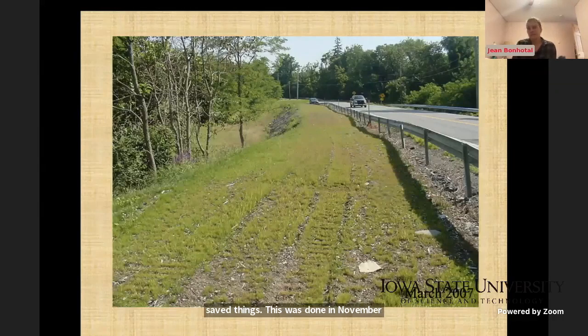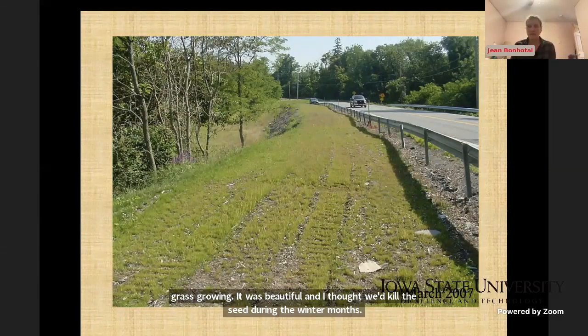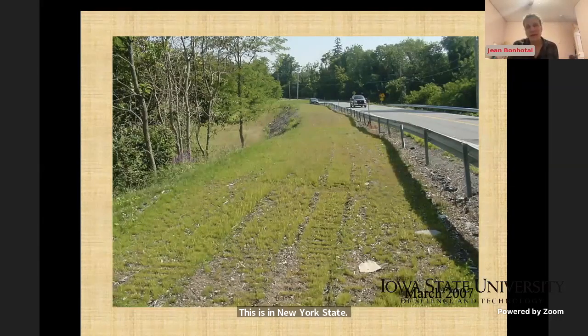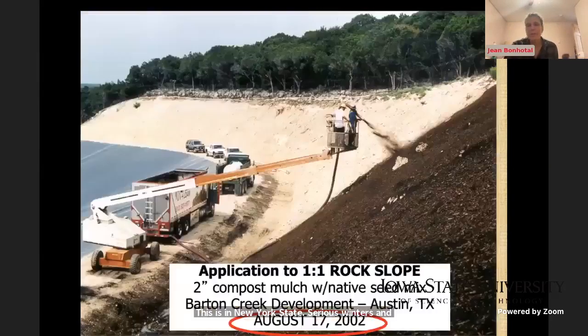and 4 months later, 5 months later, we had grass growing. It was beautiful. And I thought we'd kill the seed during the winter months. This is in New York State. We have serious winters, and we did really well.